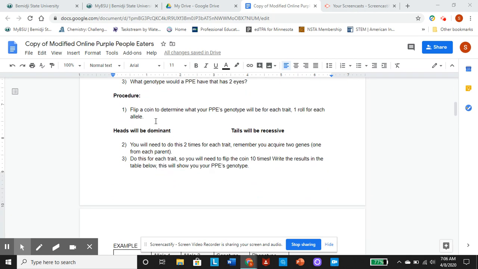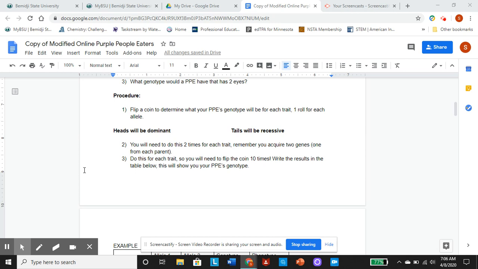So you guys decide which one of these genotypes will express two eyes. All right, so now the procedure. This part was fun. I got to do this. All right, so you're going to flip a coin to determine what your Purple People Eater trait will be. You're going to do this for two different parents, right? So we're going to make two parents by chance, and we're going to flip a coin to decide which of these traits our parents are going to have, and then we're going to cross them to produce our own offspring and see what kind of cool monster we get.